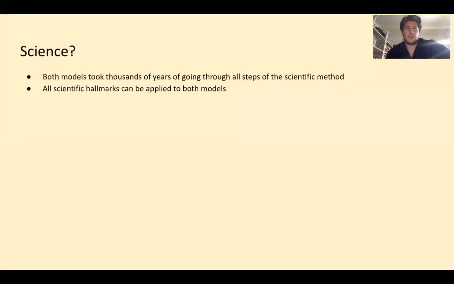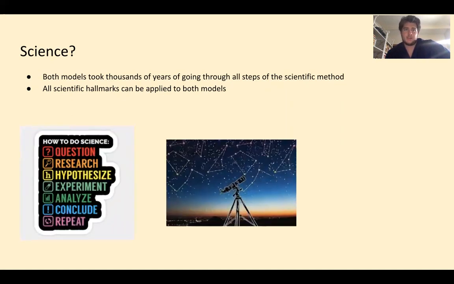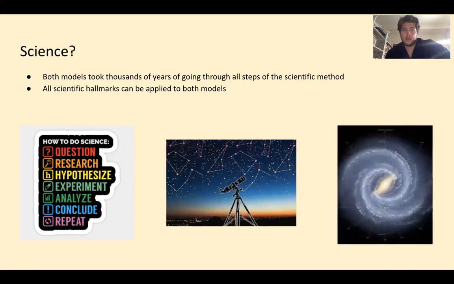So where does this all tie into science? How does it compare to all the hallmarks of the scientific method? Well, firstly, both models were put through a 3,000 plus year ringer of the scientific method, so both were well tested. Okay, we know that. But when we apply all the hallmarks to the methods, they both attempt to explain a naturally occurring phenomenon, the movement of the cosmos.